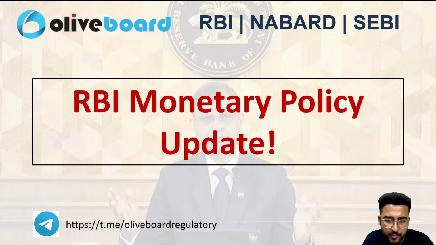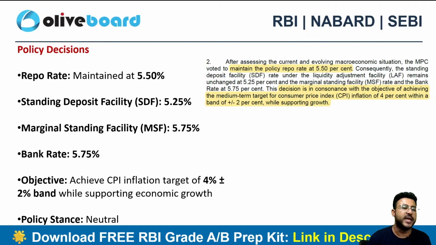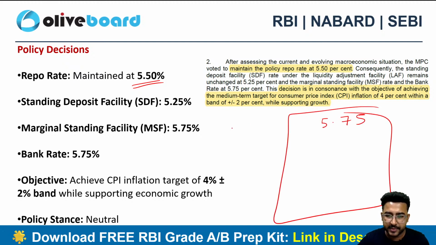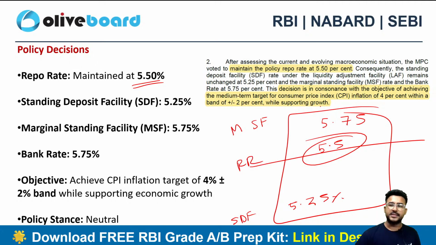Next is your RBI monetary policy update. What things do we need to remember here? First, this was the 56th MPC meeting, in August. They have maintained the repo rate at 5.5%. The rest of the rates are SDF 5.25% and MSF 5.75%. So that's what the corridor is all about, right? This is our MSF, this is my SDF at 5.25%, and here is my repo rate at 5.5%. This is what the corridor approach is. This is the ceiling of the corridor, and this is the floor of the corridor.